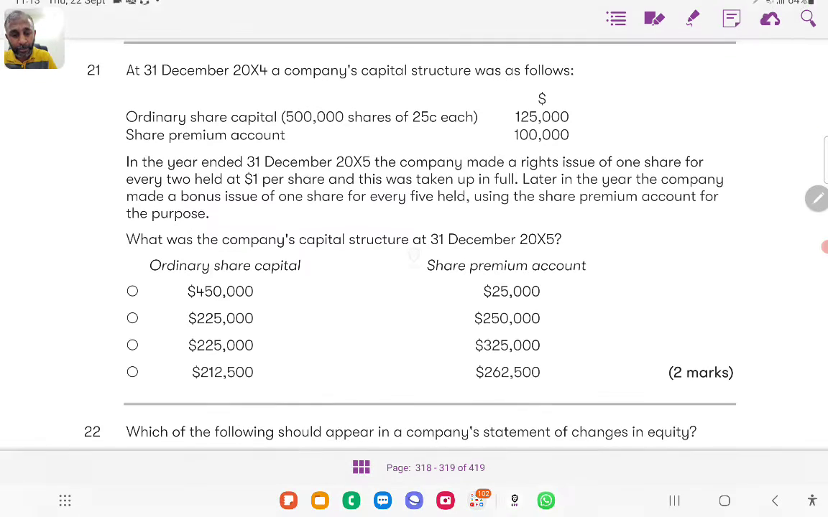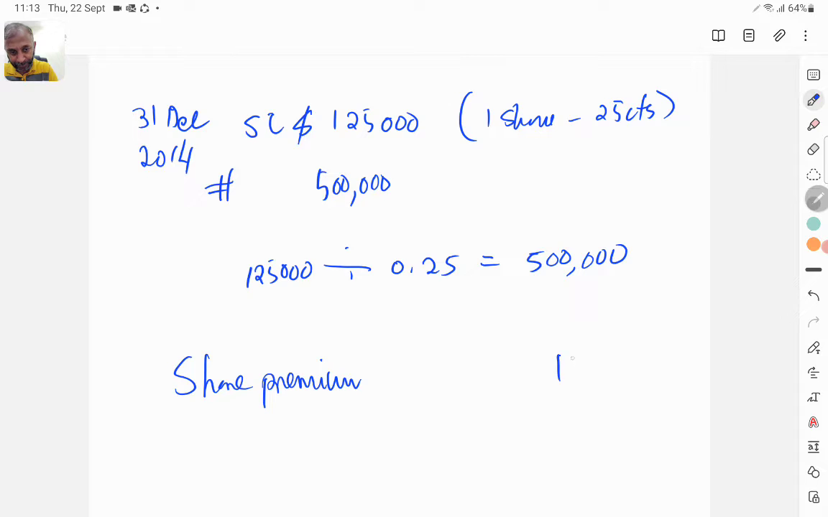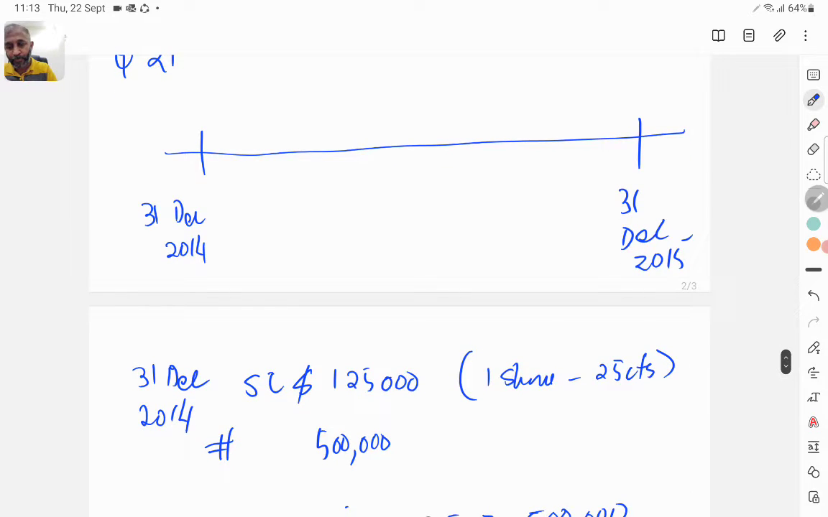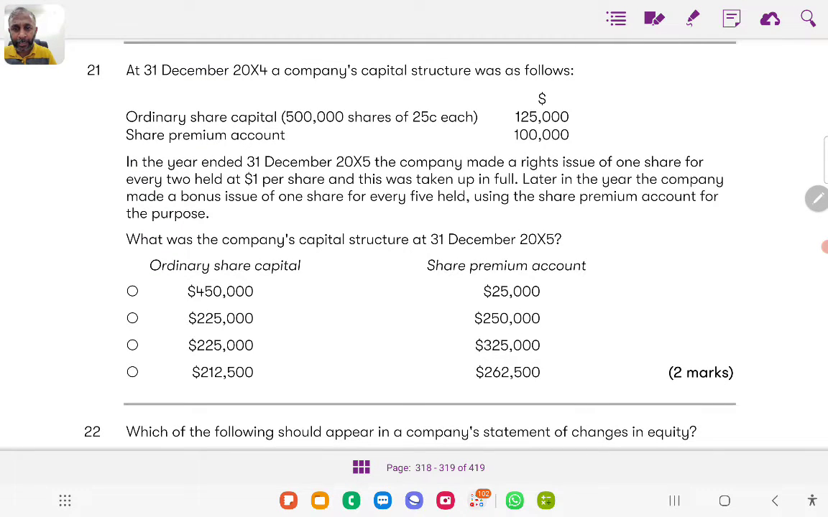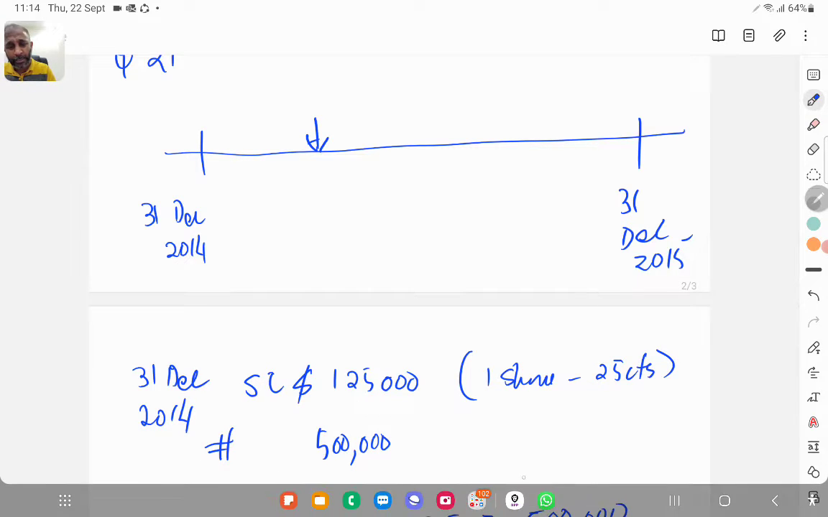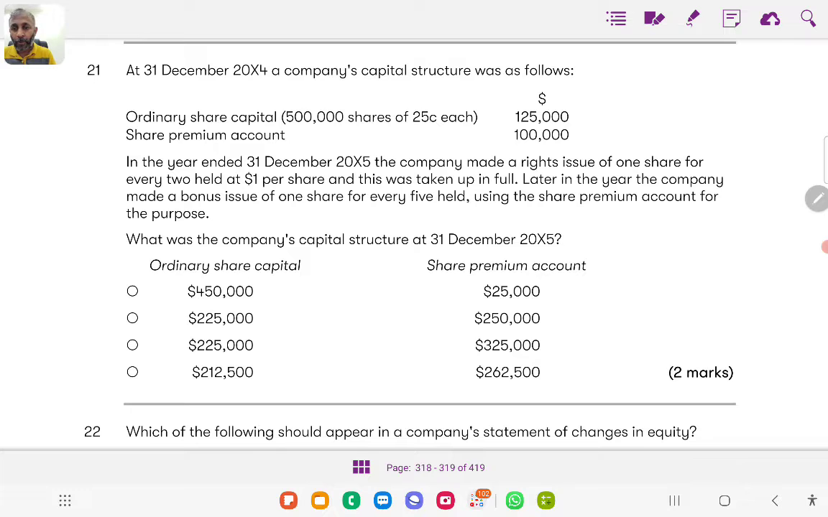Share premium how much? 100,000. Now they are making a rights issue. When? The rights issue takes place during 2015 as the first thing, so let's say somewhere here, we don't know. And the rights issue arrangement is 1 share for every 2 held.